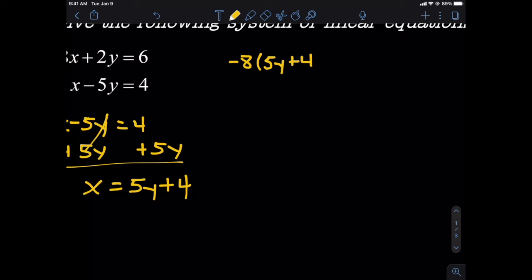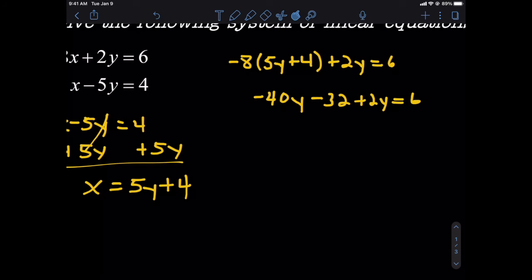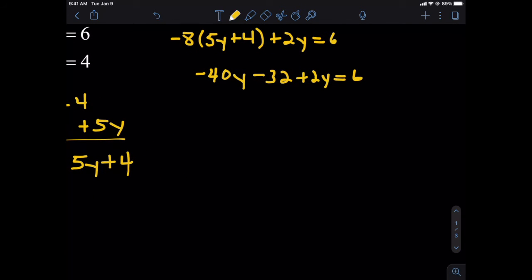We have negative 8, and then we're replacing x with 5y plus 4, plus the 2y is equal to 6. Distribute the negative 8. Negative 8 times 5y is negative 40y. Negative 8 times 4 is negative 32. Plus 2y is equal to 6. We're going to combine our like terms here. We have the negative 40y and the 2y. That gives us negative 38y minus 32 is equal to 6.